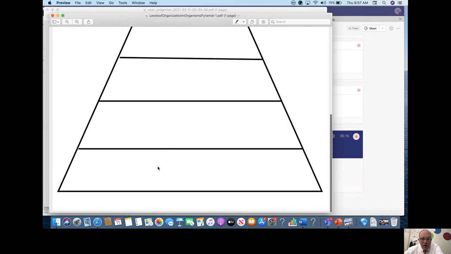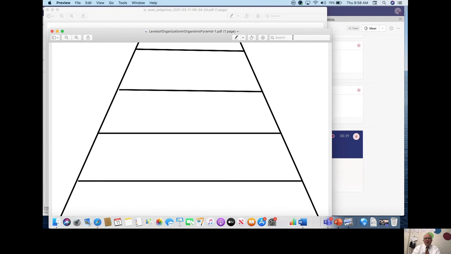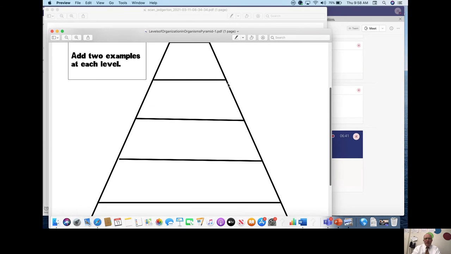And then the actual organism is the product of all the other lower units, or the other structures that combine to make us. So that is an overview of our lesson for today, the different levels of organization.